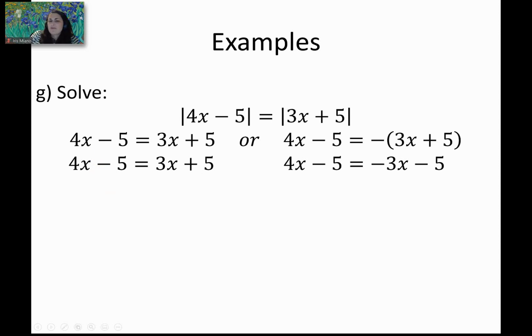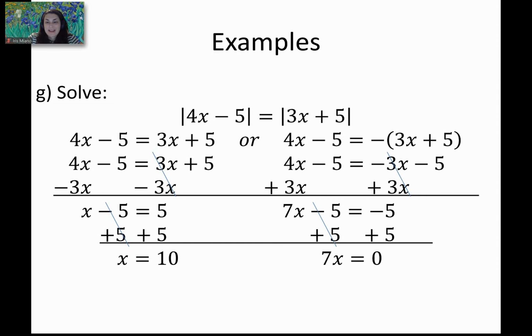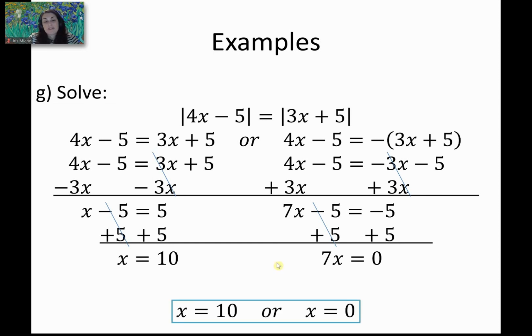Next, we can move forward in 4 different ways for each case. So let's see what I chose to do. It looks like I chose to subtract 3x from both sides on the left-hand side case and add 3x to both sides on the right-hand side case. And here's the result of those. Now we will, in both cases, add 5 to both sides, and we will get either x equals 10 or x equals 0. I know it says 7x equals 0, but divide both sides by 7 on this right-hand side case, and you will eventually explicitly have that x equals 0. Cool. And that's the solution set there.